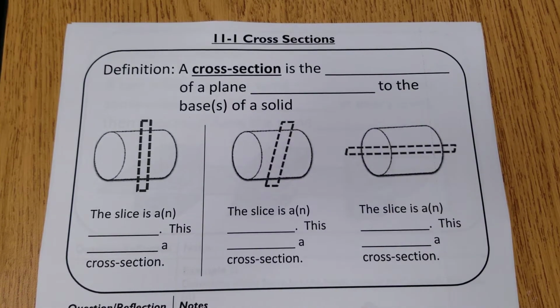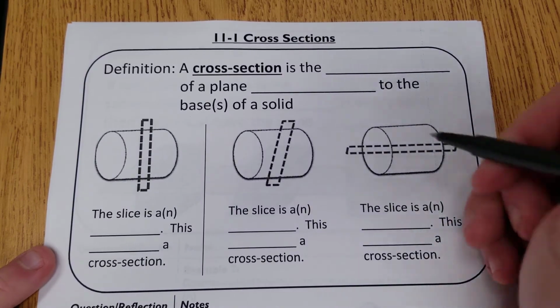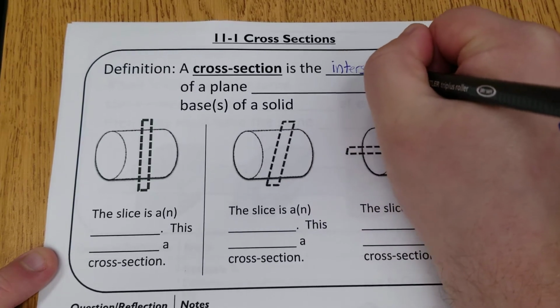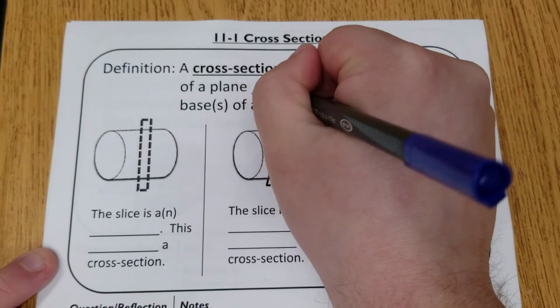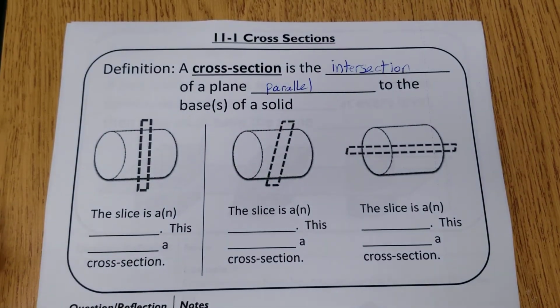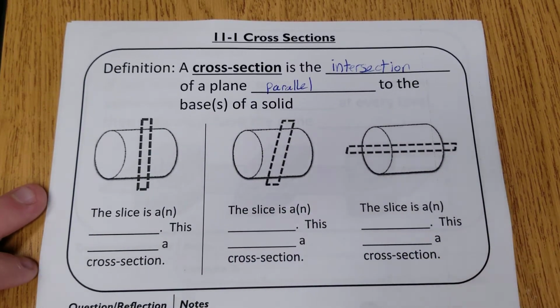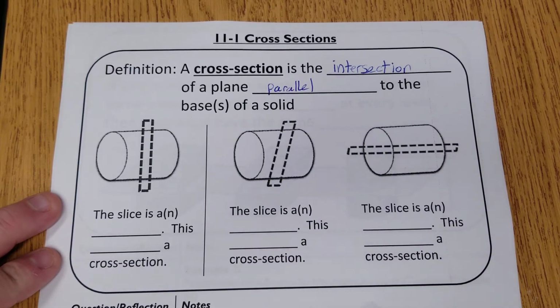Hello everybody. For the next section here, 11.1, we're going to take a look at what's known as a cross-section. So first step would be to define it. We're looking at the intersection of some plane parallel to the base of a three-dimensional solid. So we're going to basically take a slice out of each picture at some angle. As long as it's parallel to the base, that's going to be how we end up getting an actual cross-section.